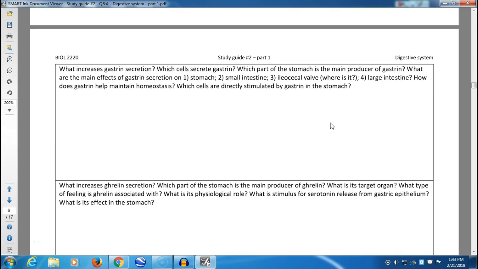Is there any gastrin secretion stimulated from the intestine? Remember short term? Intestinal gastrin. Remember intestinal gastrin. In the short term perspective, intestine will produce gastrin to a little bit increase digestive activities of the stomach.